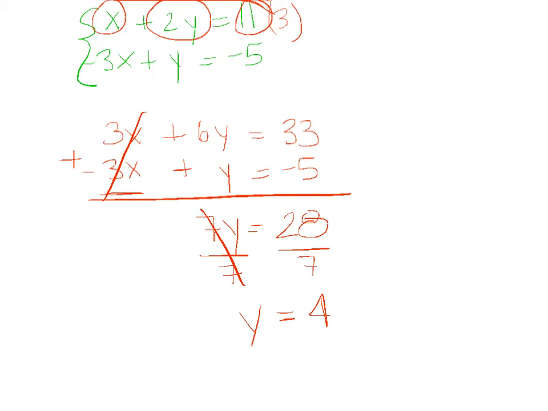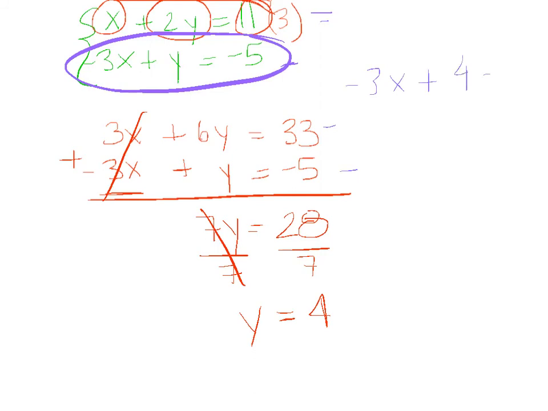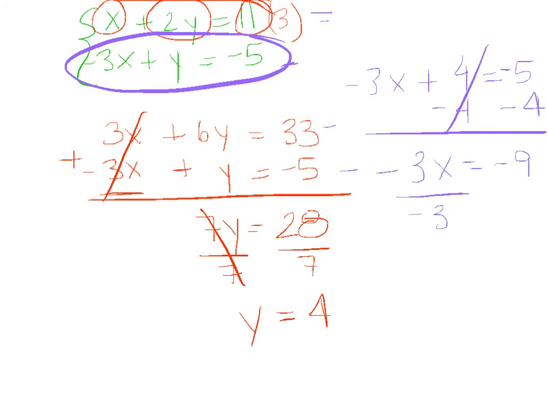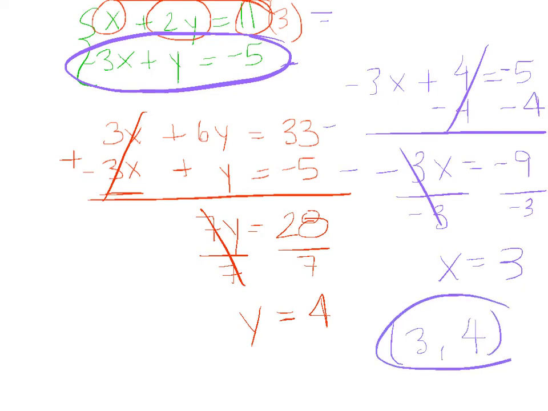Now let's plug it back into either equation. You can actually plug it into any of these 4 equations. It doesn't matter which one. Let's go with this bottom one because the y is by itself-ish there. So negative 3x plus 4 equals negative 5. Subtract the 4. Negative 3x equals negative 9. Divide by our lovely negative 3, and x equals 3. So the answer is 3 comma 4.